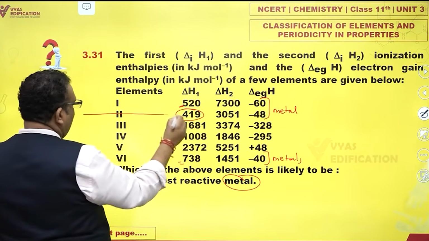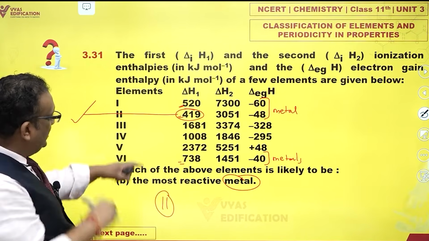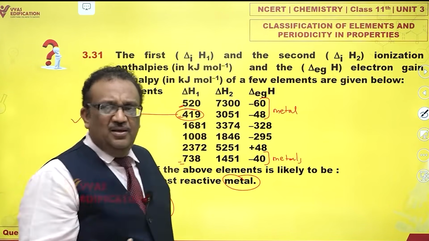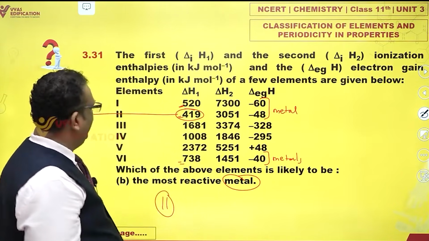The most reactive of these metals seems to be 2. Why? 2 has the lowest ionization energy. That means it can give away electrons most easily, which means it will react most happily. Makes sense to me. Fine.